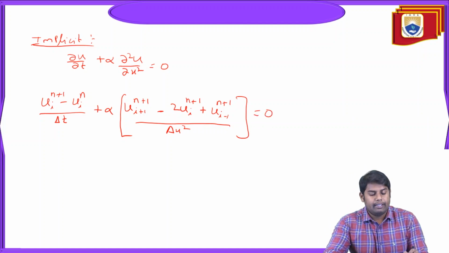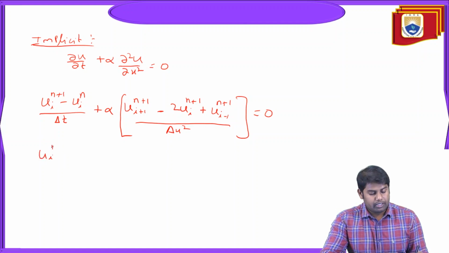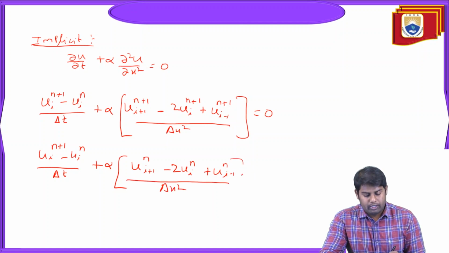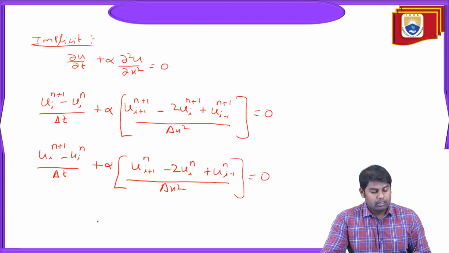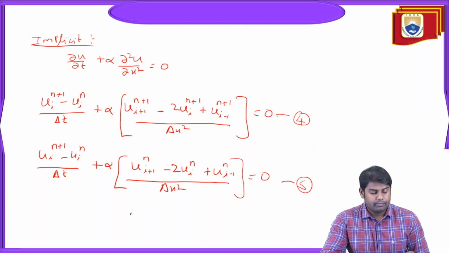Here you can see clearly, let us write again the explicit equation and compare. What we wrote in the previous slide: the time term plus alpha times u of i plus 1 to the power of n minus 2 u of i to the power of n plus u of i minus 1 to the power of n, divided by delta x square, is equal to 0. Okay, so let us compare these equations. Let us take this as 4 and this as 5. If you compare 4 and 5, what do we have here?